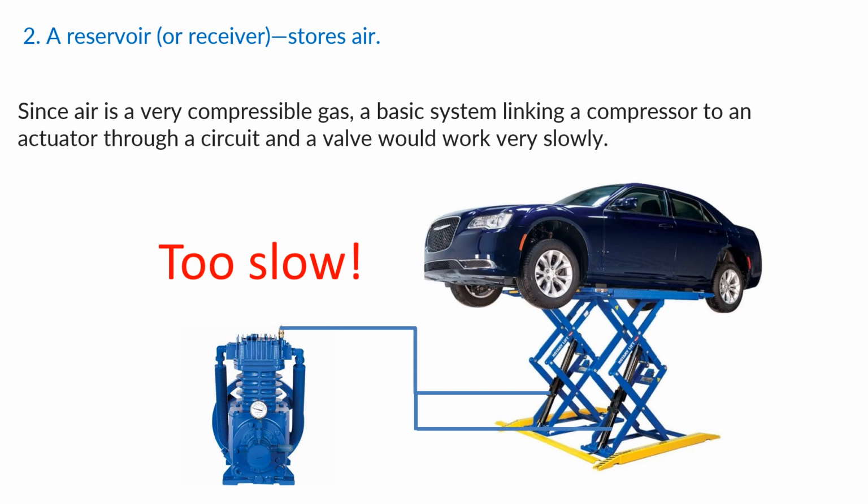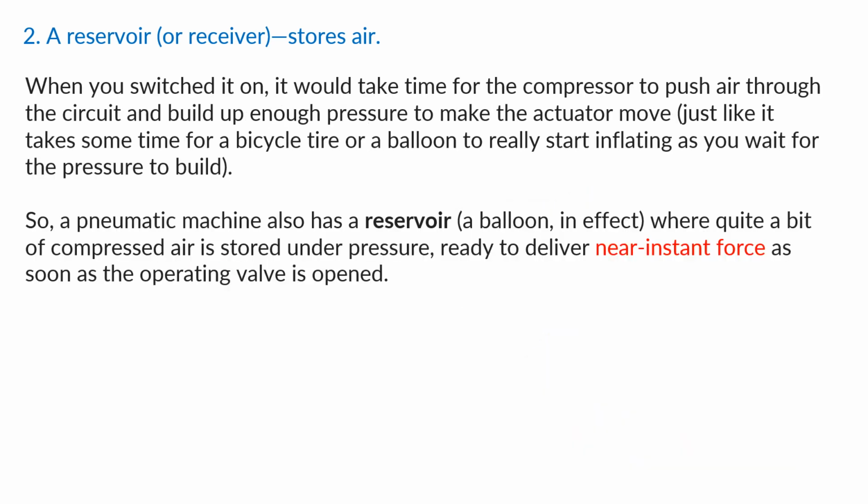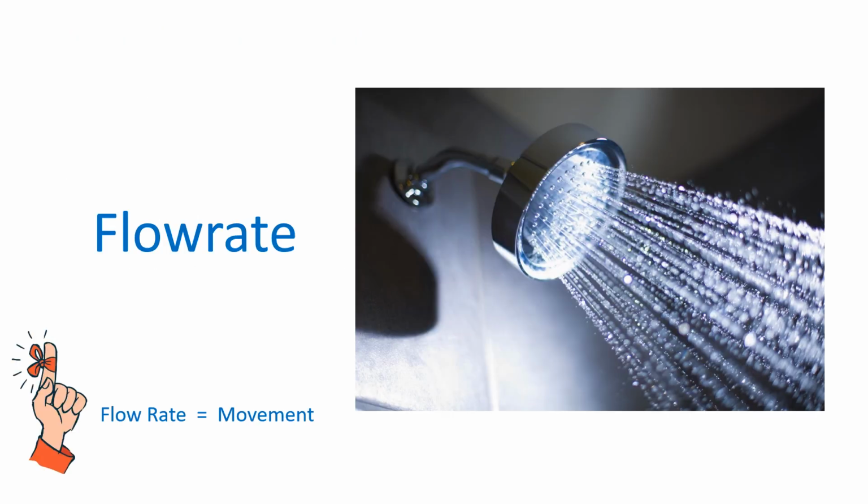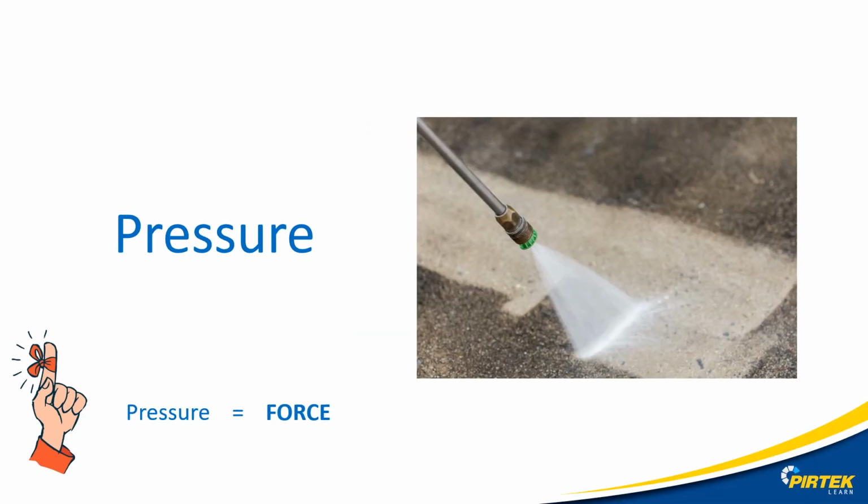What we can do is pump the gas or air into a reservoir and store it under high pressure. This way, when the pressure is released from the reservoir, it is already in a compressed state, which will be able to provide us instantaneous power and instantaneous flow rate. Remember, flow rate is movement. In summary, using a reservoir provides us with near instant force as soon as the operating valve is opened. Don't forget, flow rate equals movement and pressure equals force.